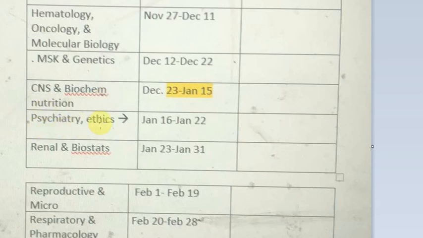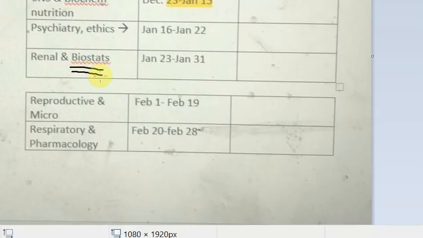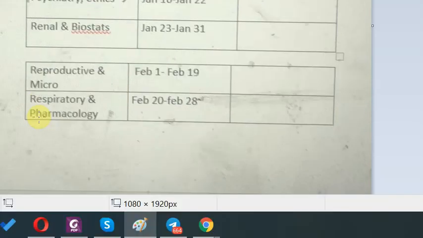The next one will be Psychiatry and Ethics. It's quite a small subject, and Renal and Biostat. Biostat turns out to be the most horrible subject for the student, and Renal one of the easiest subjects for the student. Two long subjects will be Reproductive and Micro, and we'll finish up with Respiratory and Pharmacology. And by the end of February, you will be ready to go and do your exam.